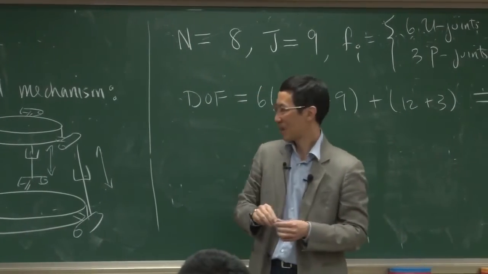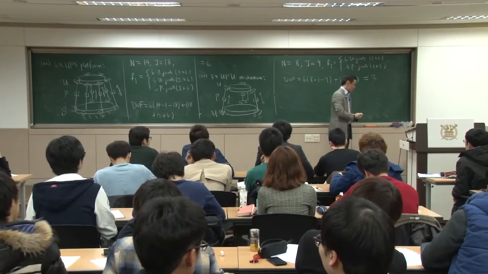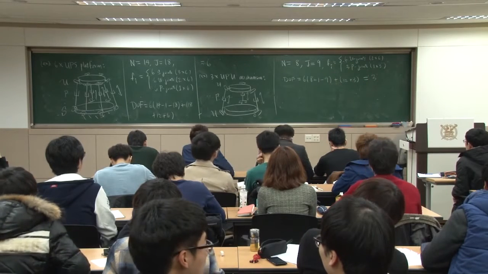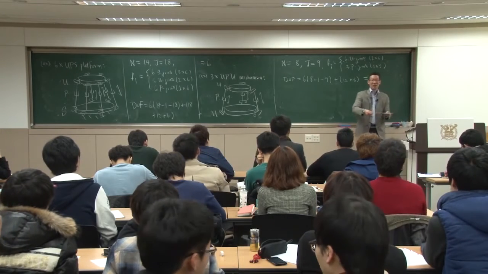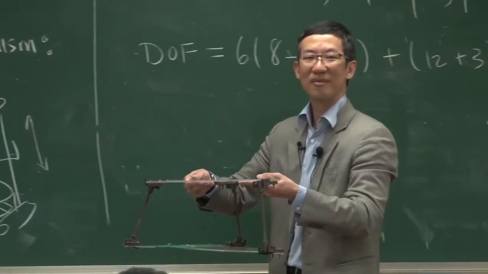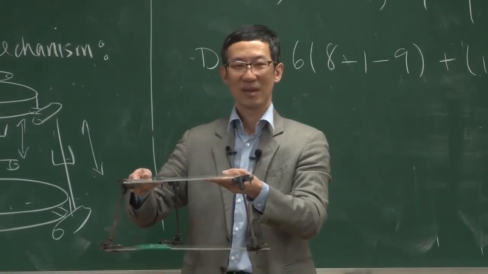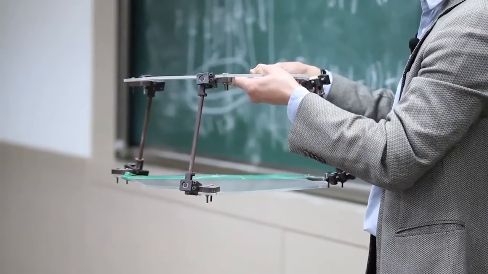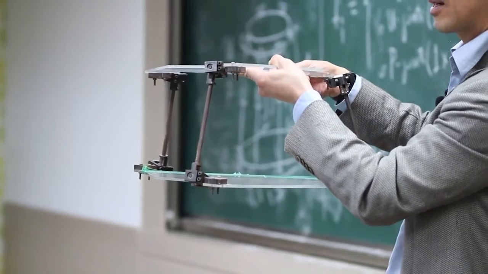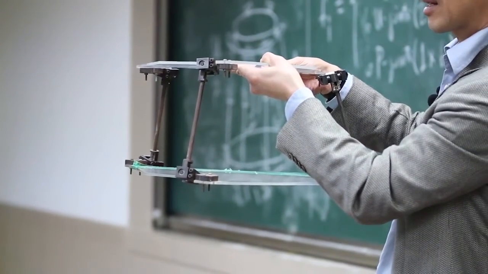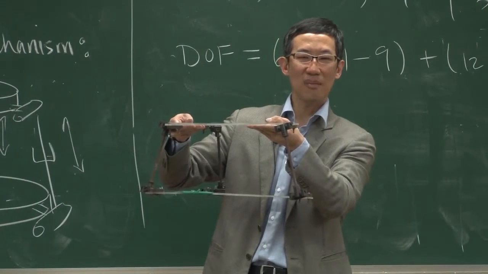Okay, democracy is not working here. So here's the UPU mechanism. Because you refuse to vote, I have to bring a model here. So the leg lengths are fixed, right? You cannot change the length of the legs. So this should not move, right?